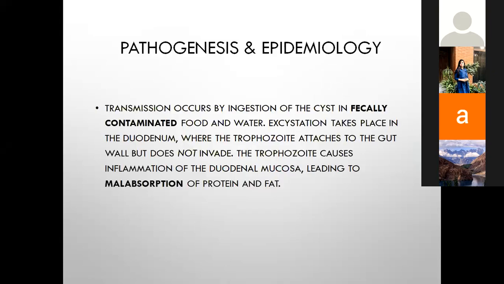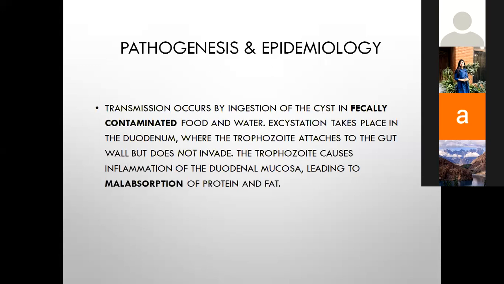Transmission occurs by ingestion of the cyst in fecally contaminated food and water. Excystation takes place in the duodenum, with the trophozoites attached to the gut wall, but they do not invade. The trophozoites cause inflammation of the duodenal mucosa, leading to malabsorption of protein and fat. I hope it is clear.